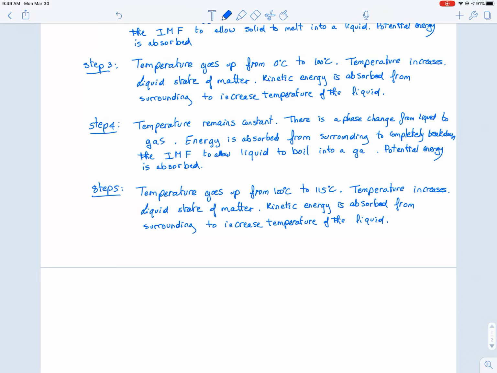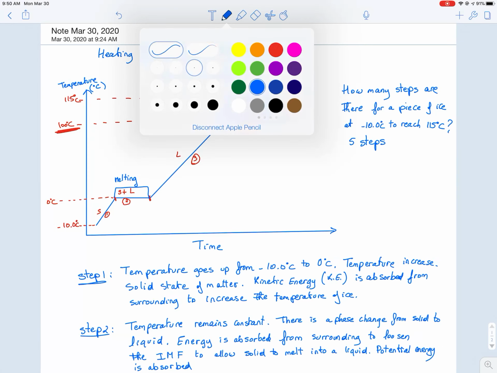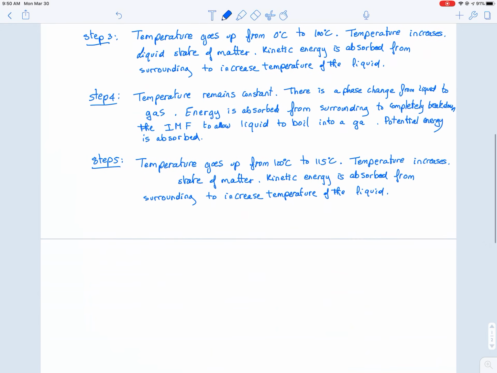Temperature increases. And do we have a liquid state of matter now? Well, not really. What state of matter do we have now? Well, I didn't even write it, so I'm going to go ahead and write it here. This is a gas state of matter. Now that's beyond or past the boiling point, so it's a gas state of matter. So we're just going to change that and write down gas state of matter.